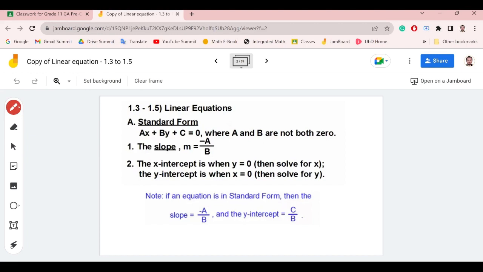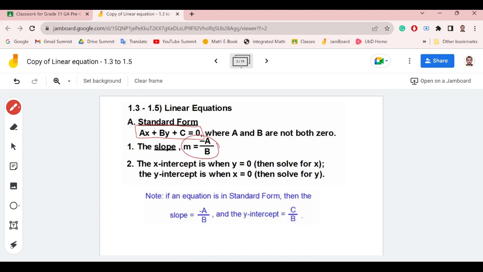First one is the standard form. Malak, please. The standard form is always written like this: ax plus by plus c equals 0. Which means a and b are not both 0, because if they are 0, they will give you no function or no form. So now a, b, c are numbers. The slope can always be written as negative a over b.